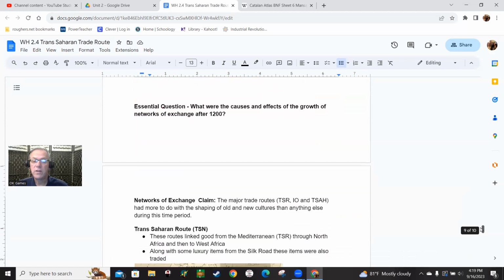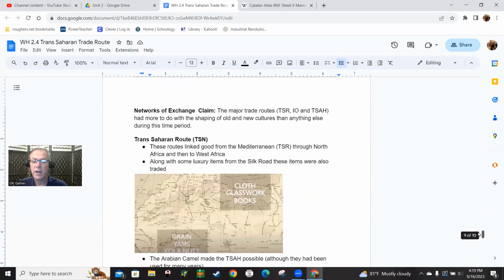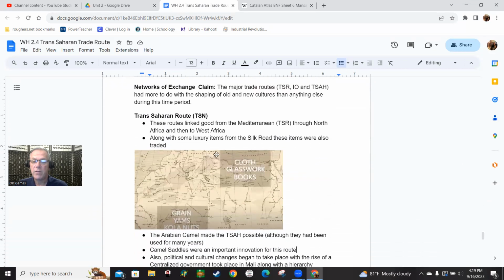So, causes and effects and growth of networks of trade. Again, we're focusing on cause and effect. And our claim is that these routes had more to do with the shaping of old and new cultures than anything else in this time period. It was trade, and generally speaking, it's peaceful, which is a great way to exchange culture rather than option two, which is warfare and diaspora. So it's a much kinder way to spread your culture.